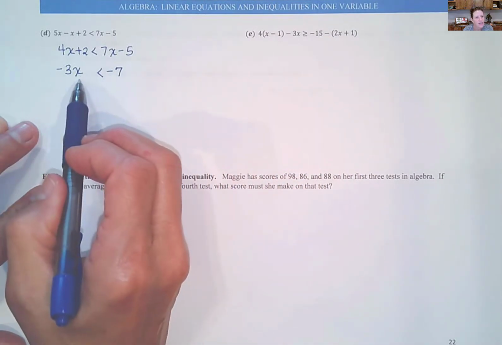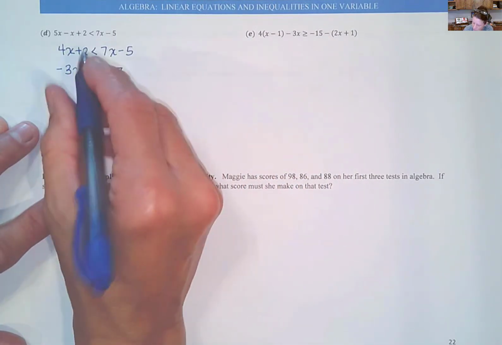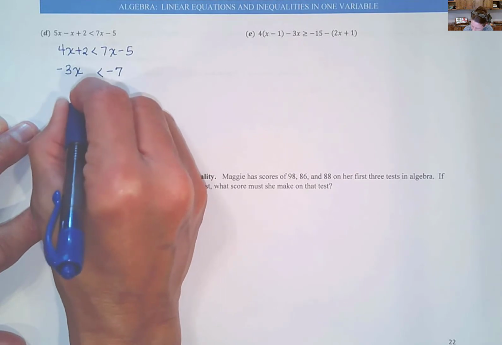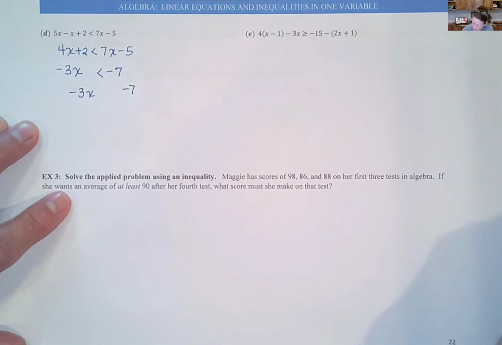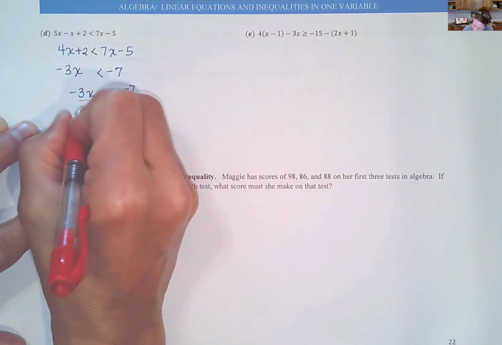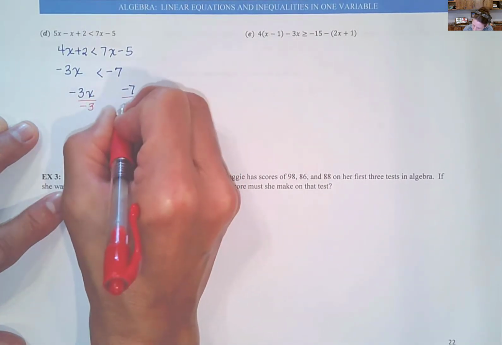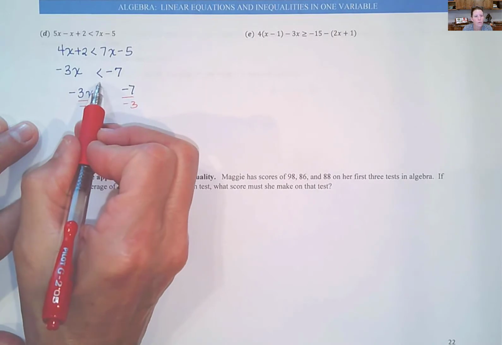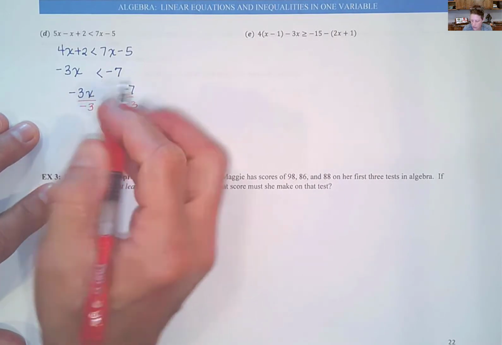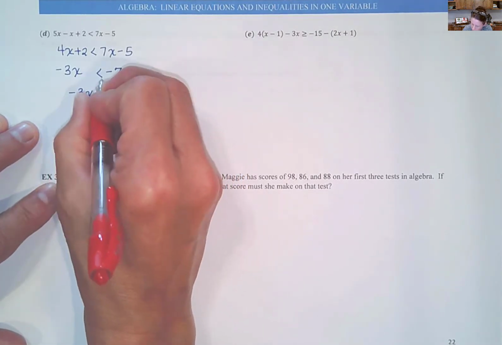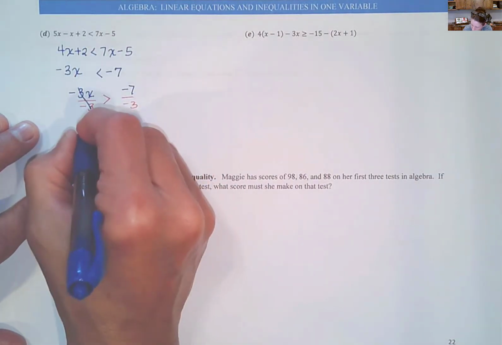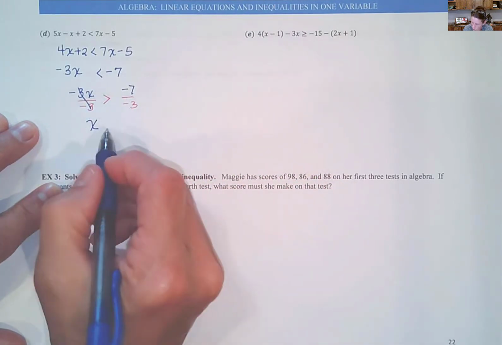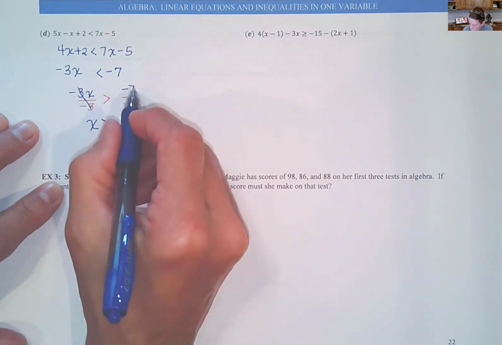Now to isolate x, we've got to divide each side by negative 3. Careful here, okay? As we divide each side by a negative quantity, we need to do what? We need to switch the direction of the inequality symbol. So our less than becomes a greater than. It's the only new thing, really, that you've got to remember about this section. Solution, all x greater than 7/3.